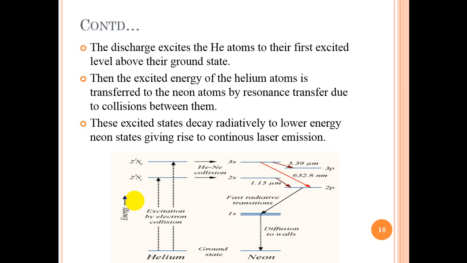Again, an increase in population in the 2p level causes a decrease in population inversion. So, the output of the helium-neon laser cannot be increased by increasing the input current only. Hence, the helium-neon laser is a low-power device.